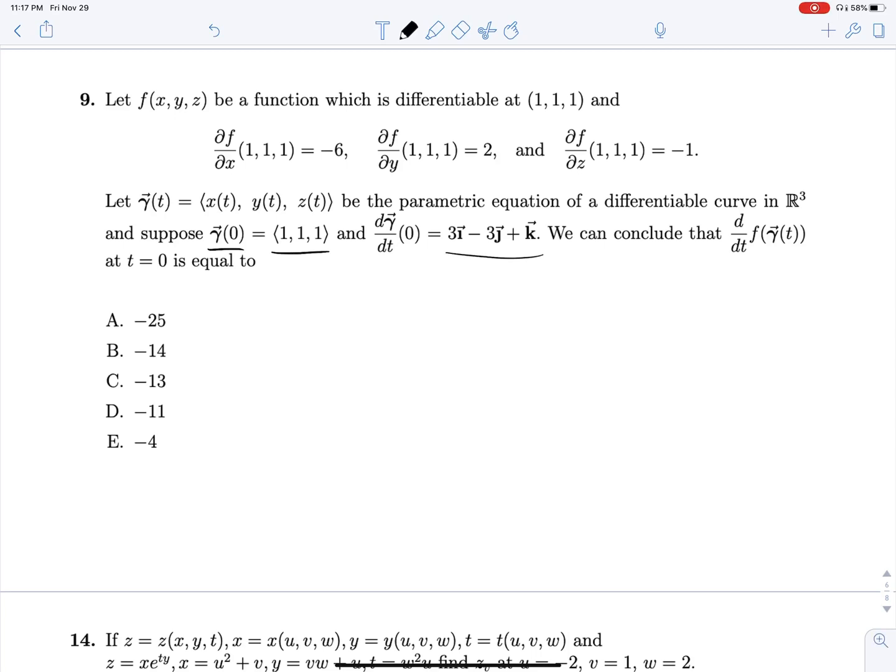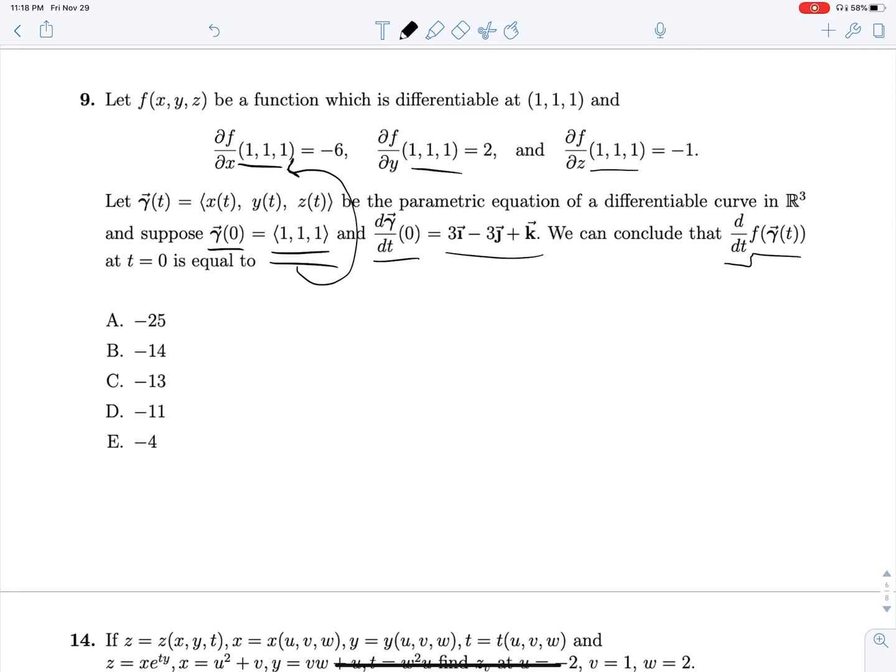And then we're trying to find the derivative with respect to t of gamma composed into f. And this is a perfect case for the multivariable chain rule. All that needs to be true is that the data that we're given for gamma of 0, we need that to give us the same ordered pair that they're checking up here. And in fact, it does.